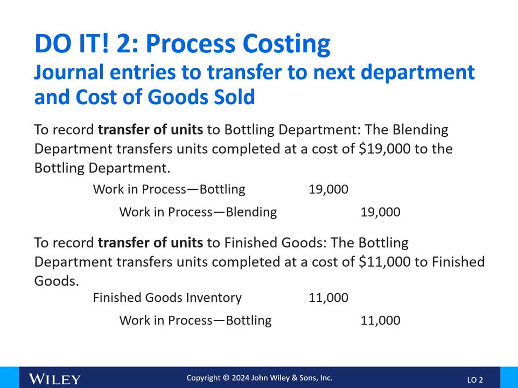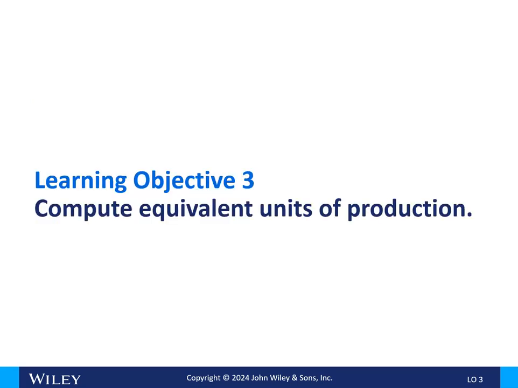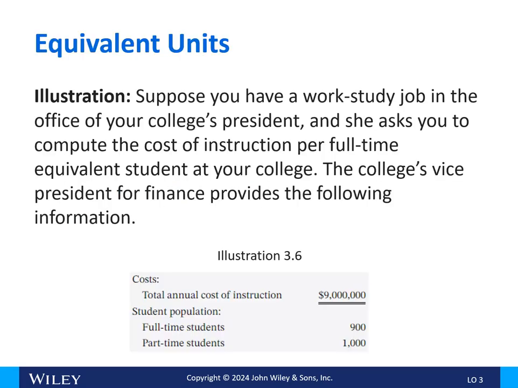A lot of times, though, you need to know the number of units as well, and we'll talk about computing the equivalent units of production. Suppose you have a work-study job in the office of your college president. She asks you to compute the cost of instruction per full-time equivalent student in your college. The college's vice president for finance provides the following information. The annual cost of instruction is $9 million. And the student population, we have 900 full-time students and 1,000 part-time students.